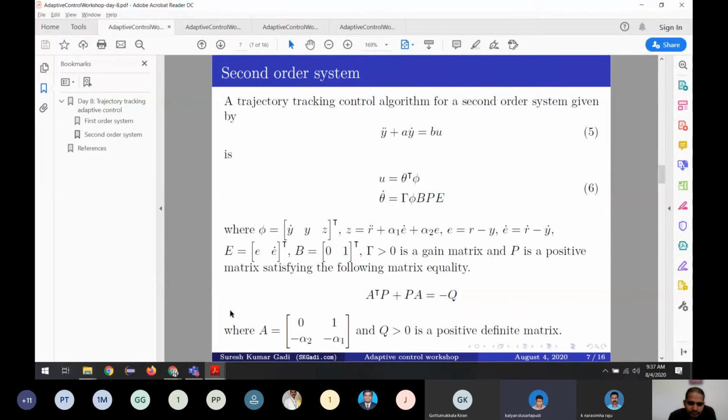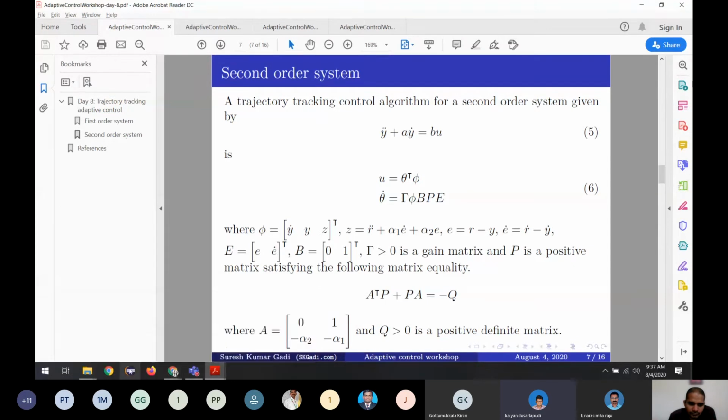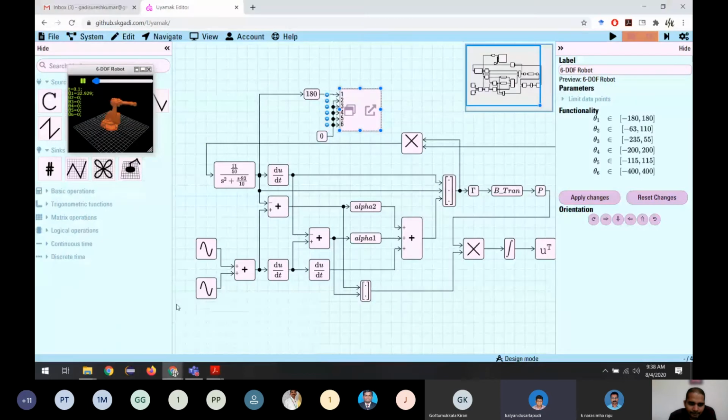Suresh, the first joint of the robot is supposed to move like a sine, right? Two sines merged. Yes, two sines. It's a sine only, but almost.